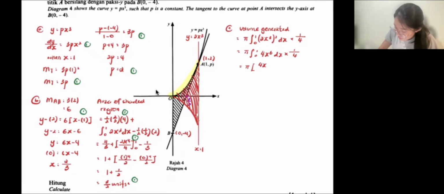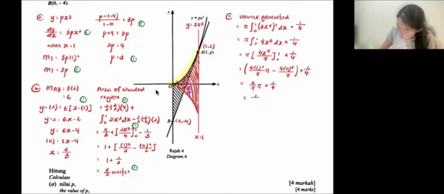4x power 7 divide by 7, and this is 0 to 1. Times 1 over 4, continue writing. Then substitute 1. And then pi you can multiply in, no problem. Or you want to multiply later also can. 4 times 0 power 7 over 7. All these things multiply by 1 over 4 later. So in front over here, you will have 4 over 7 pi, times 1 over 4. Because 0, you have 0. Then this will be 1 over 7 pi units cubed. This is your volume generated.